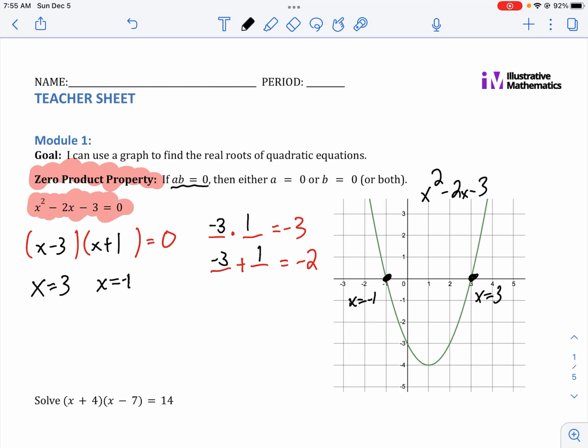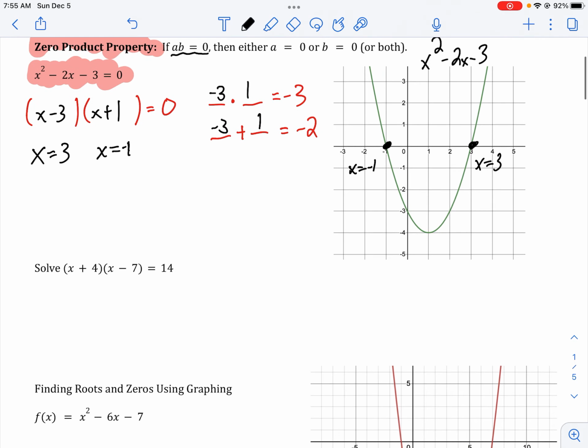Okay, so let's go down and look at an equation like this. This is, in disguise, a quadratic equation, right? If I wanted to do this the long way, I could use the box method on the left or distribute, and then somehow combine with the 14. But I can graph it right now in this form.